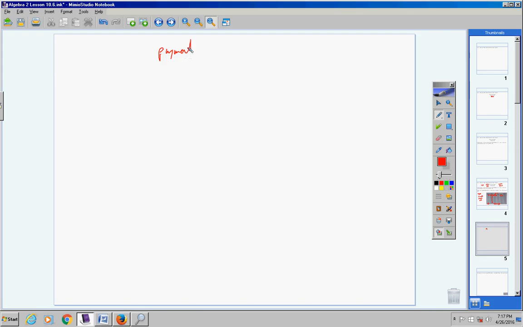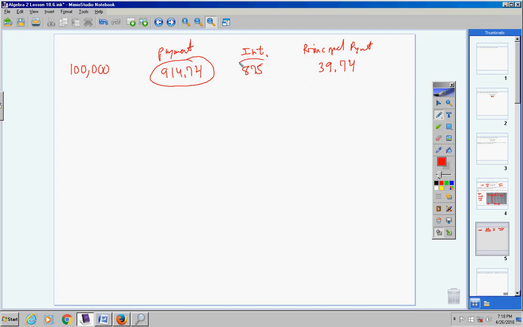The third column says Payment. Everybody see that? Your first payment is $914.74. But out of that, go to the next column. Out of that $914, $875 is interest. Look at the next column. It says principal payment. Look at this. You only paid about $40 off. You borrowed $100,000, and your first payment was this much, and your loan only went down $39. The rest of this was interest.